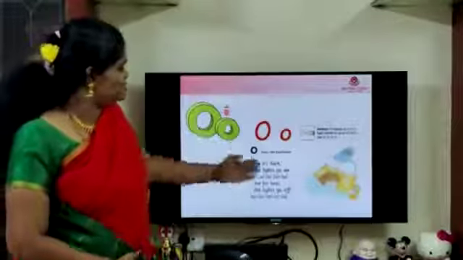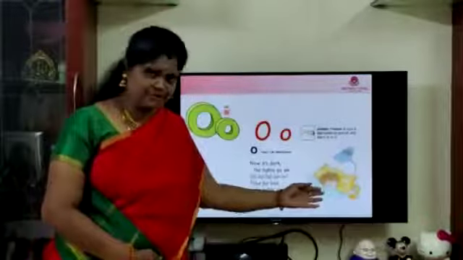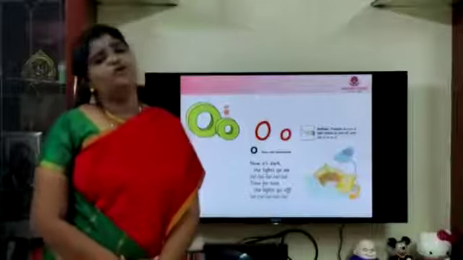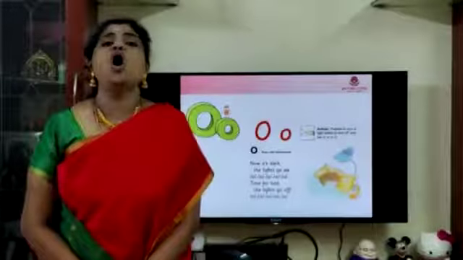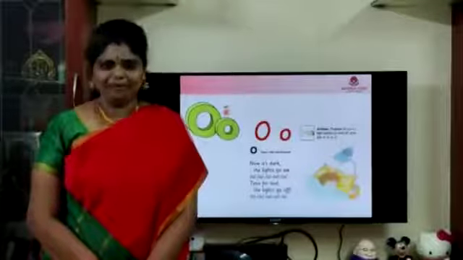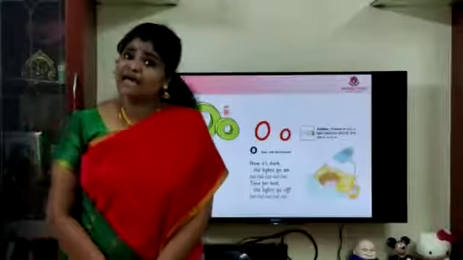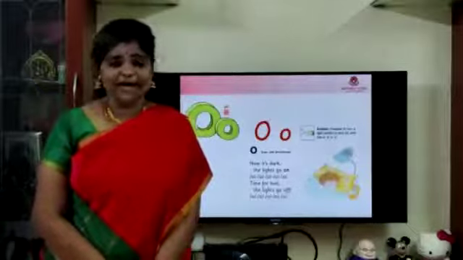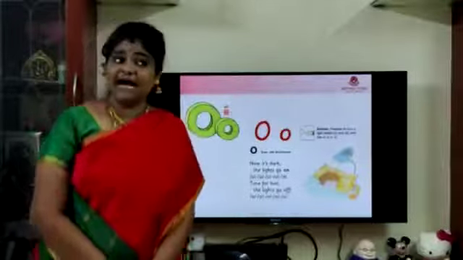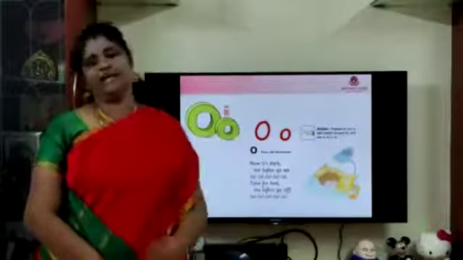So, can you see a baby sleeping here? A small baby, a small boy like you? Yes. O makes a sound, ah. Keep your mouth like this. Ah. What happens when it is dark? You switch on the light, right? Yes. When it is dark, you will switch on the light.